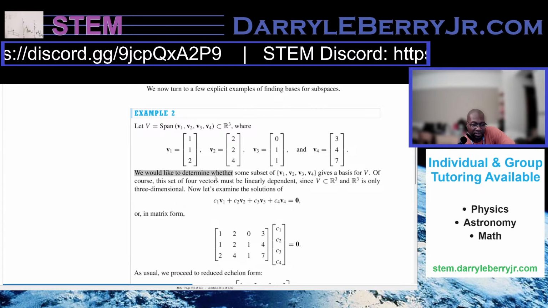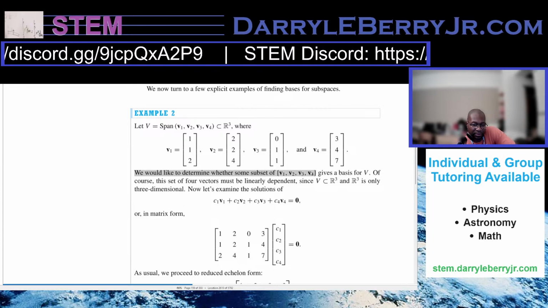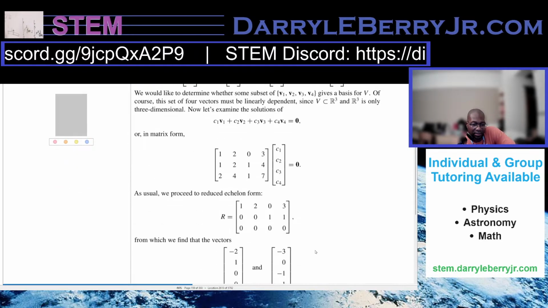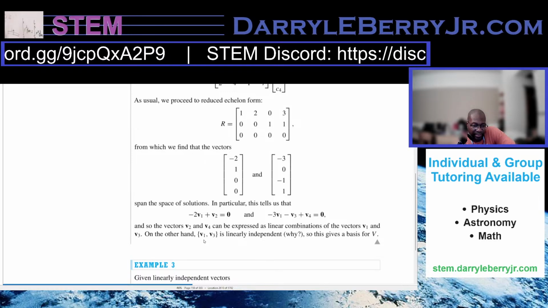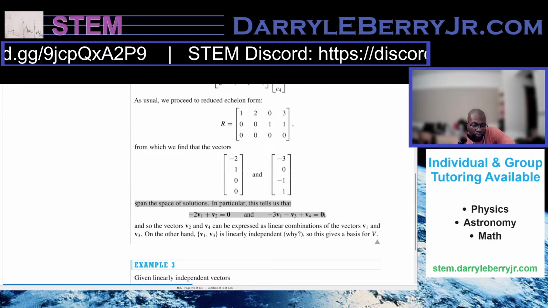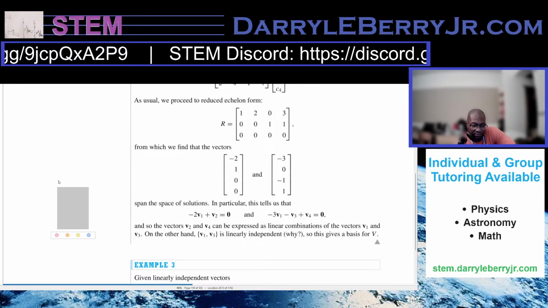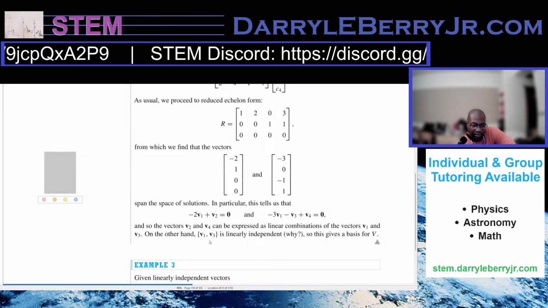So it's saying the subset. So that's the difference here. It's not saying whether all 4 are a basis or not. But you can find a subset that could be a basis, because these 3 are independent. But V2 and V4 are dependent, but still are independent of V1 and V3.